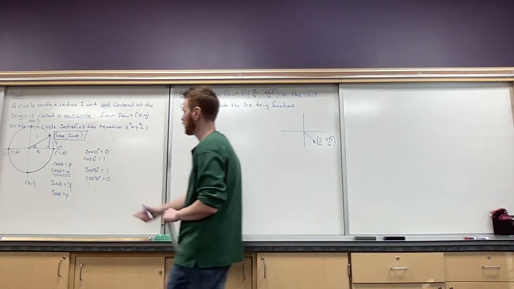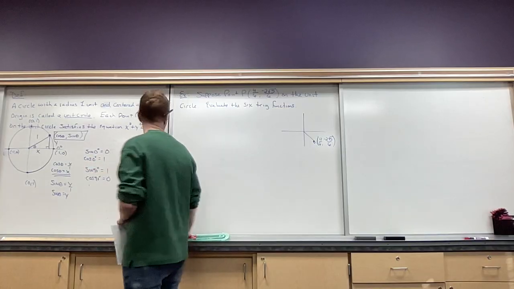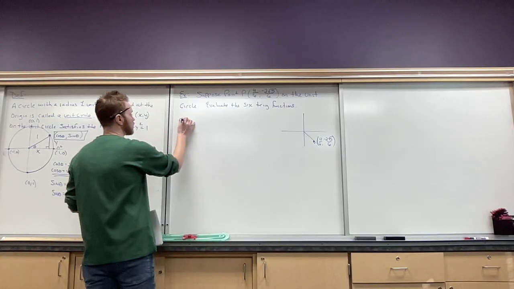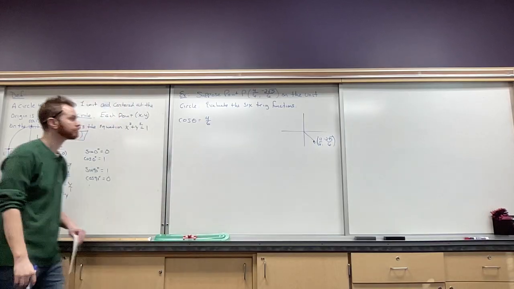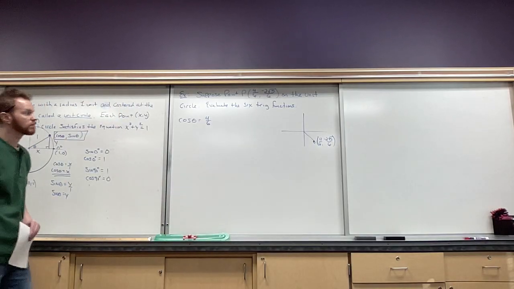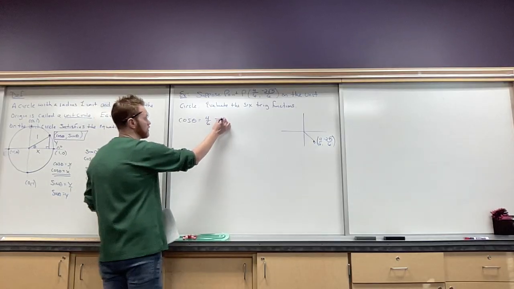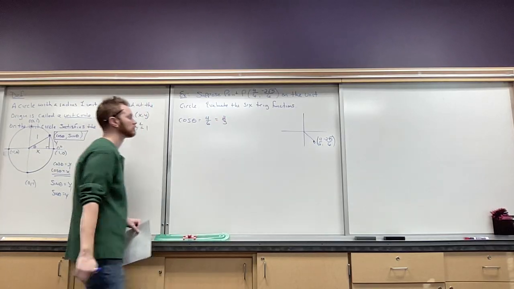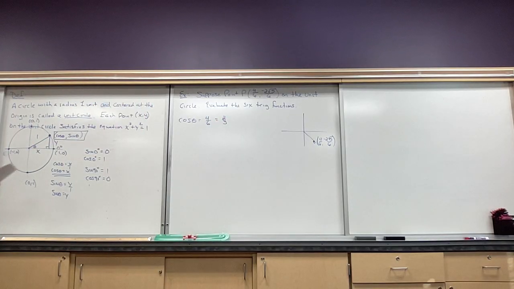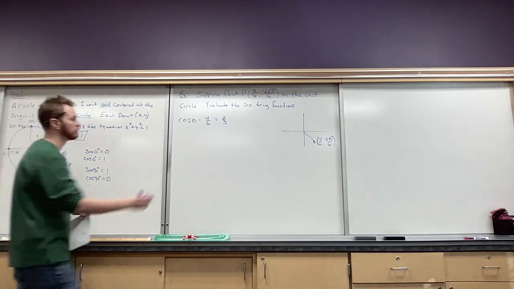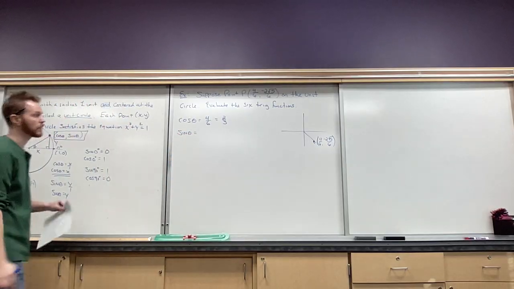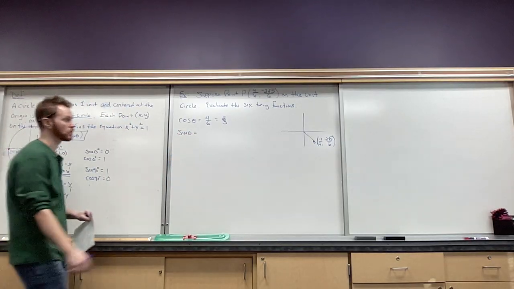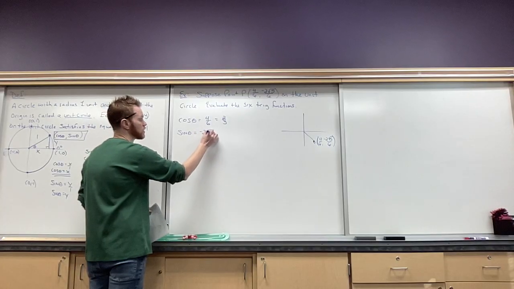Okay. Well, from over here, I know cosine is the x-coordinate. So my x-coordinate is 4 over 6. So cosine of theta is going to be 4 over 6. You can reduce, and you should reduce always. So we'll change that to 2 over 3. Okay. Next, sine of theta. So sine of theta on that unit circle is going to be the y-coordinate. So that's going to be negative 2 square root of 5 over 6.